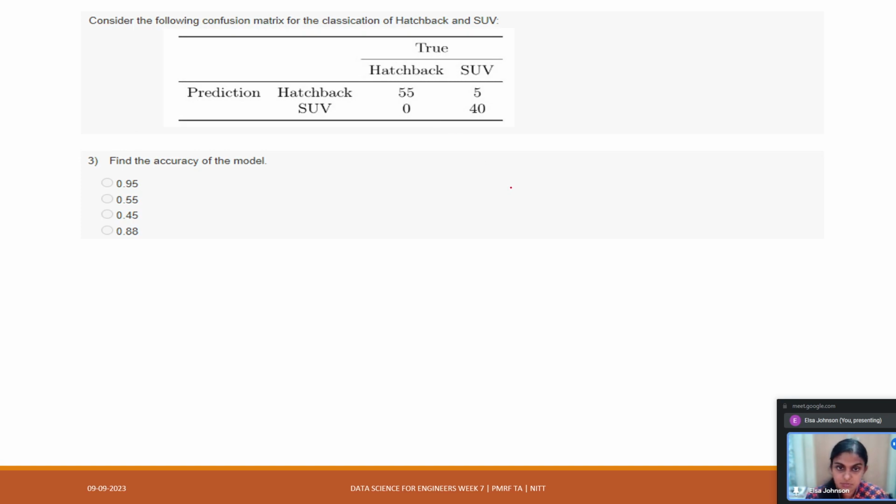So the total number of observations is 100 here. Okay, everyone is giving 0.95. Yes. So what is accuracy? You have to take the true positive plus the true negative by the total number of observations. That means 55 plus 40 by 100, that is 0.95. So answer is A, that is true.